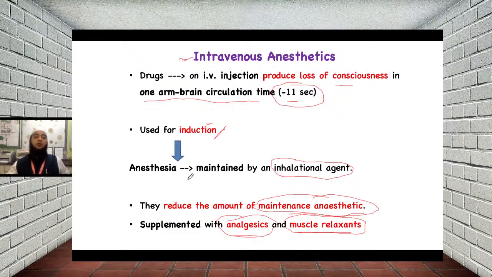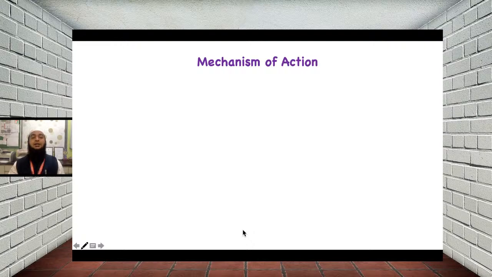So if you give morphine, it is a potent analgesic, like you can give fentanyl. In the classification we have seen that fentanyl is one of the intravenous anesthetic drugs. Okay, so it is supplemented with the analgesic and the muscle relaxant in order to have a good surgery, and in order to have a pleasant anesthesia where a surgeon can give a nice incision without any movement of the patient. Let's see what the mechanism of action is, how it works.